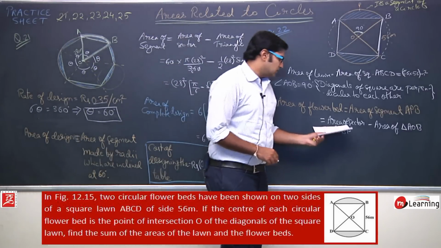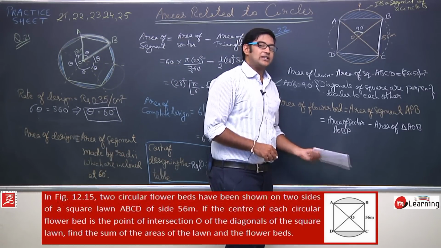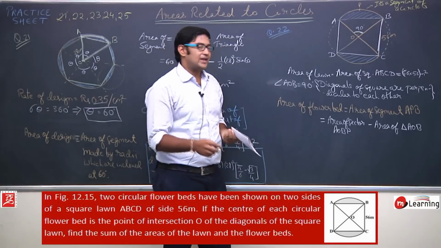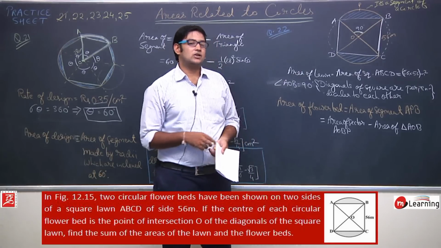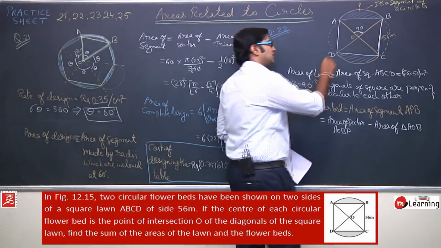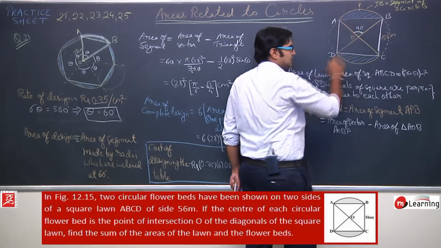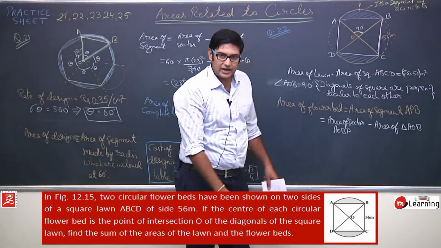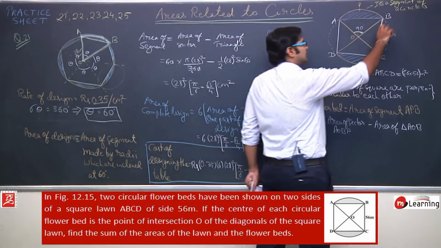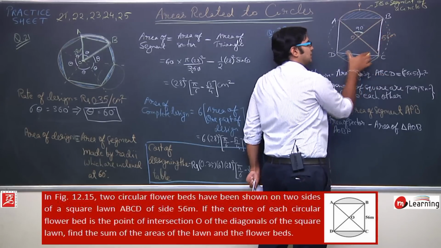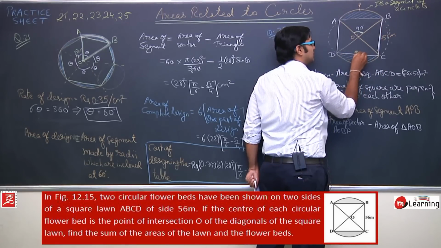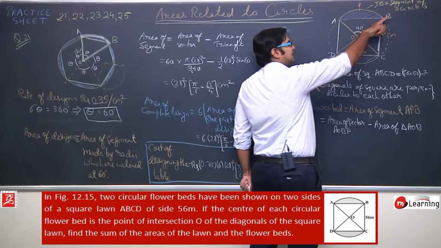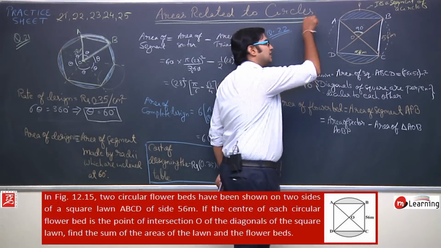Now to calculate the area of sector I need the radius. How can I calculate the radius of this particular circle? Since O is the center, AO is the radius, or OB, or OC, or OD, all are radii. If the side of this square is 56 centimeters, then this side will also be 56 centimeters. Now what will be the length of this diagonal BD, or the length of this diagonal AC?